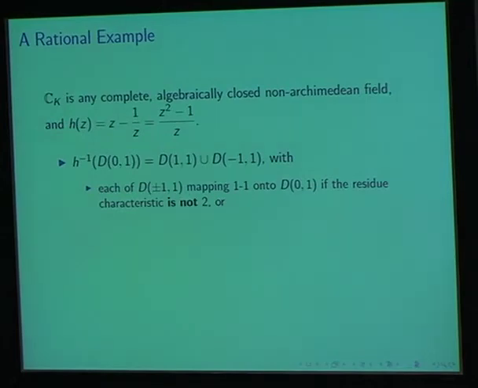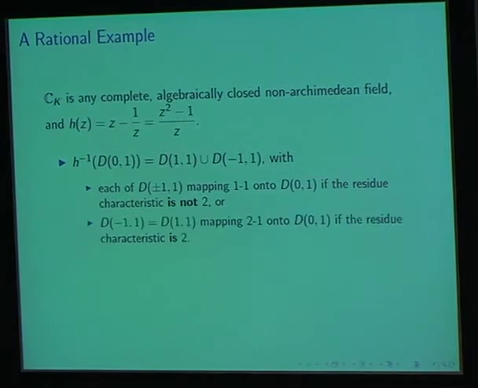So if we're not in residue characteristic 2, then each of those 2 disks, the disk of radius 1 centered at 1, and the other disk centered at minus 1, each of them maps 1 to 1 with the open unit disk. If we're in residue characteristic 2, however, that's the same disk, and it maps 2 to 1 onto the open unit disk. Again, you can just check this by simplifying. Just start trying to solve the equation z minus 1 over z equals c, where c has absolute value less than 1. You just play with that and see what the inverse images look like.